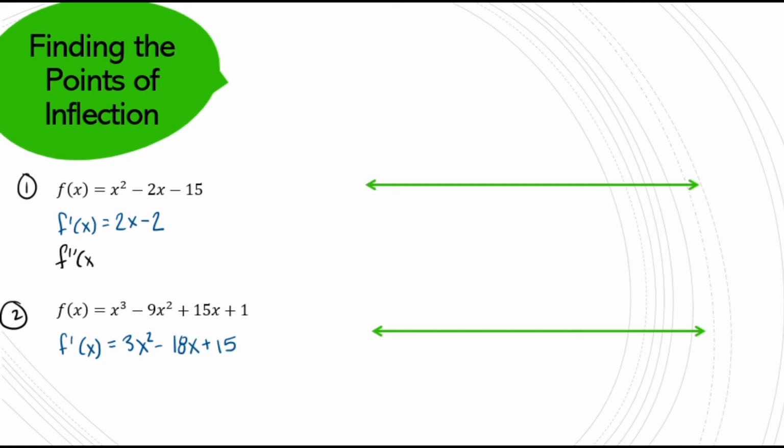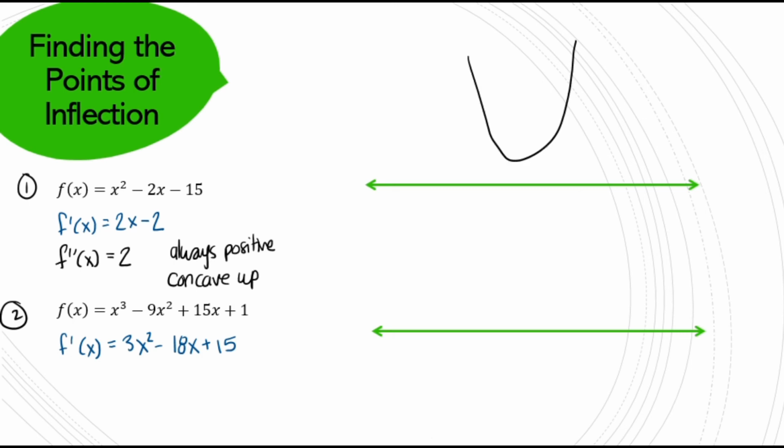So you're just looking one above you, you're taking the derivative of 2x minus 2, and that is just 2. So this is an always positive situation. Which means what? It means it's always concave up. Does this make sense? Yeah, this is a quadratic. It's always concave up. Let's go to our second one.